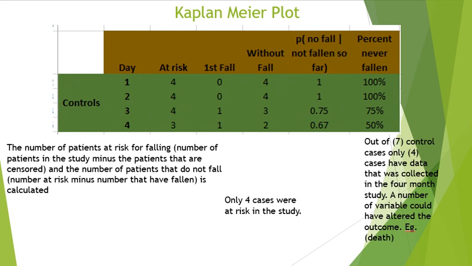To calculate the controls, we will use the same formulas as we did for cases. The number of patients at risk of falling minus the number of patients that do not fall. This is calculated. Out of 7 control studies, only 4 cases have data that was collected in the 4-month study. A number of variables could have altered this outcome, for example, death or a patient moving away. Only 4 cases were at risk in this study.